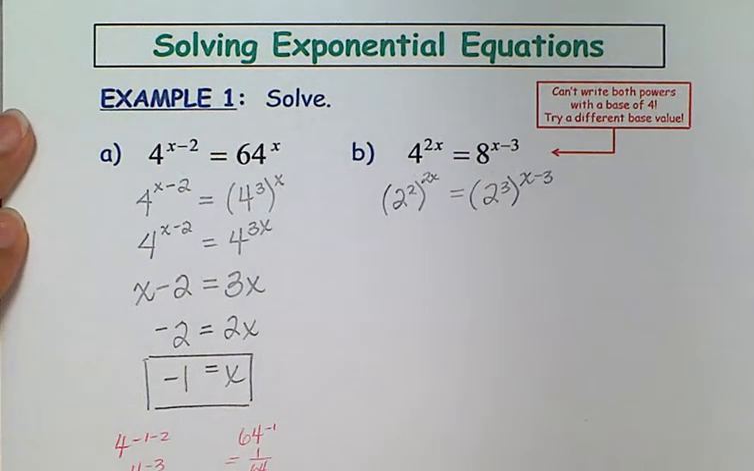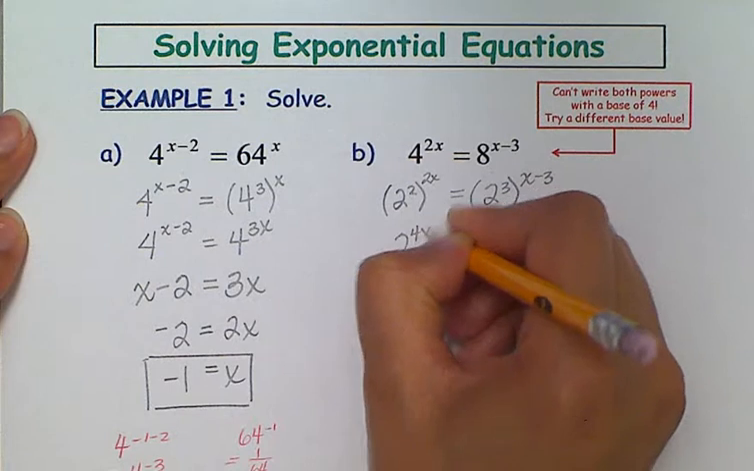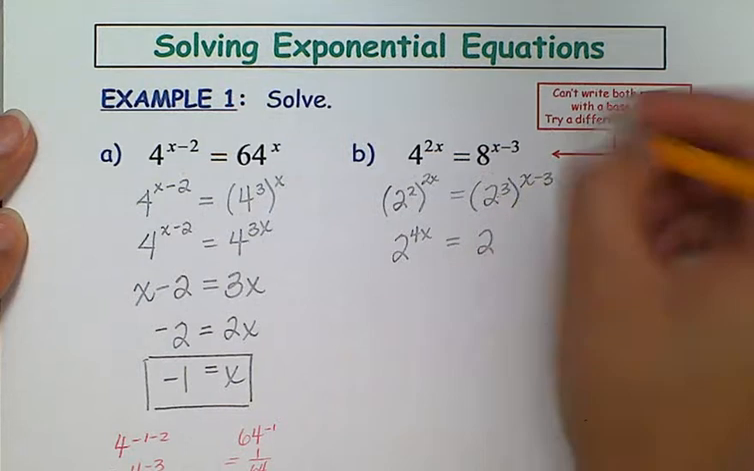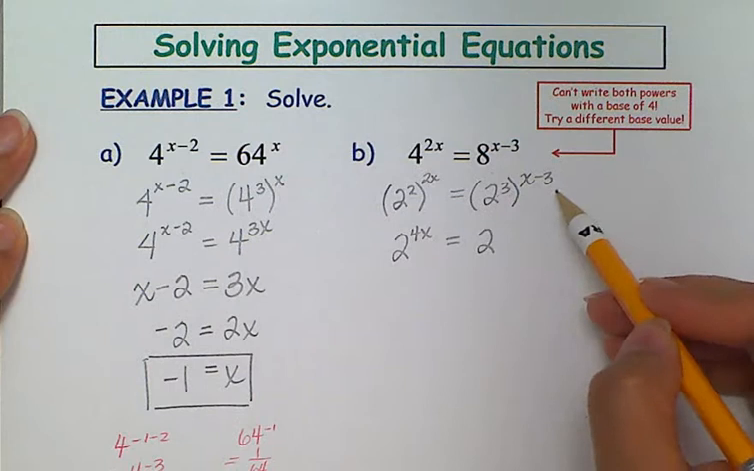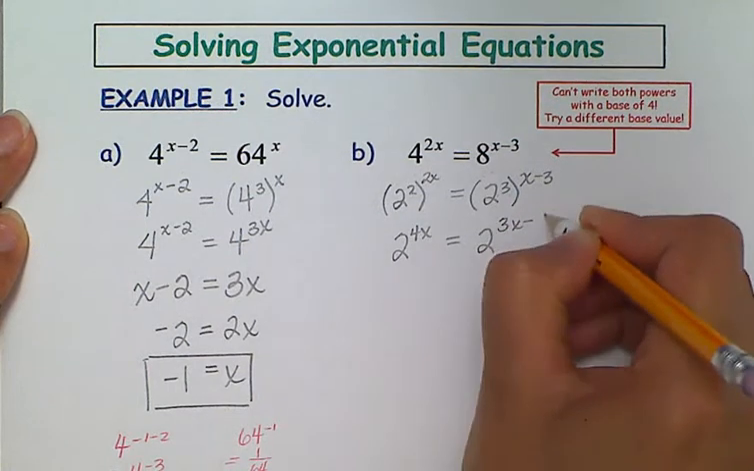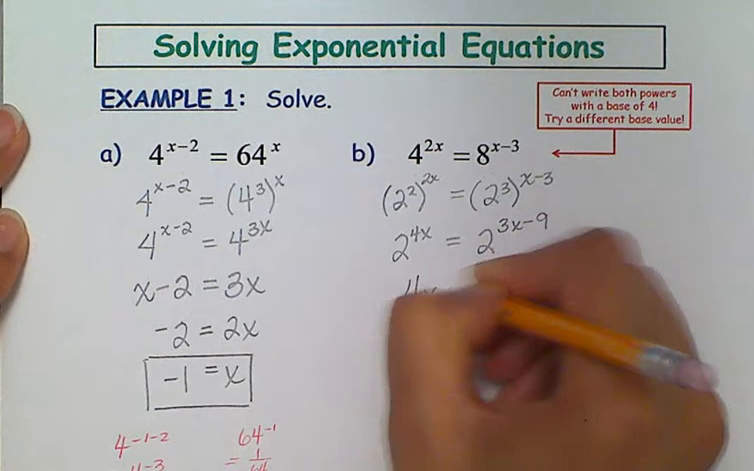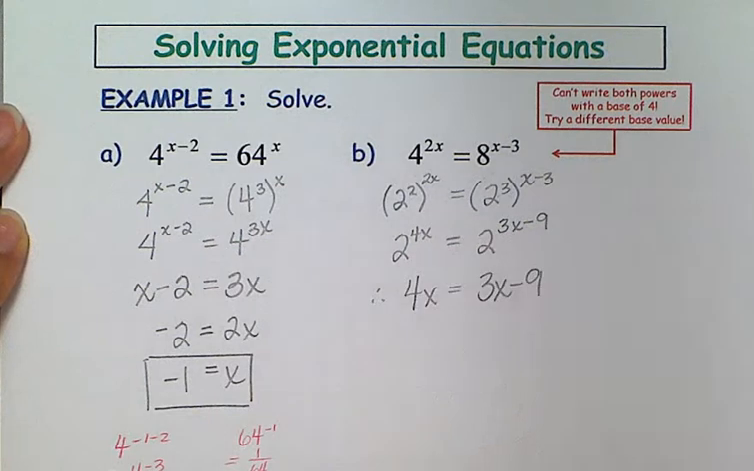And so what I could do in this case is simplify the exponent parts. So I have 2 times 2x, which is 2 to the exponent 4x. And that'll be equal to 2 to the exponent 3 times x minus 3. So remember that you're multiplying powers here. So I'm actually going to multiply the 3 with the x minus 3. And so that actually gives me 3x minus 9. And again, now because the bases are the same, I can set the exponent parts equal to each other. And I get 4x equals 3x minus 9. And so I can solve for x in this case.